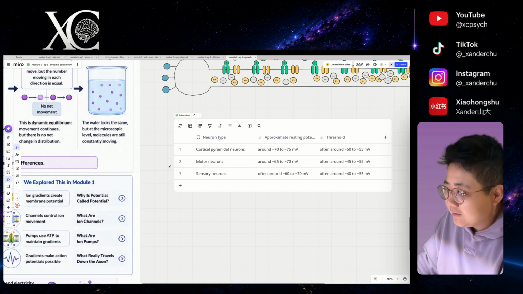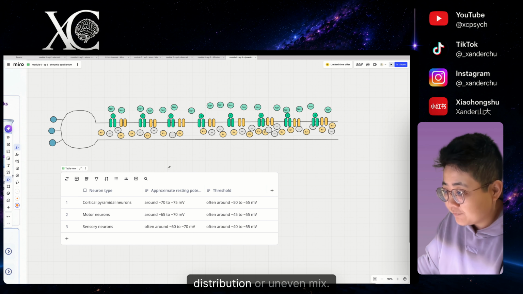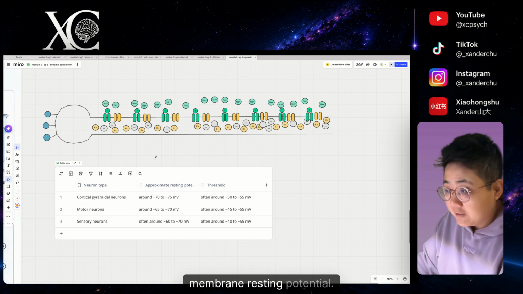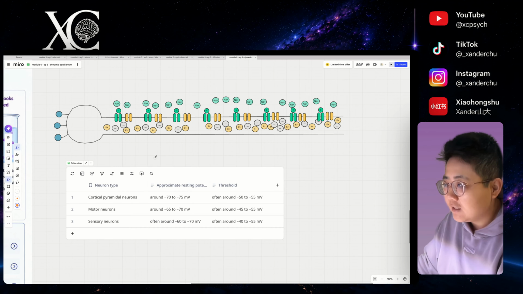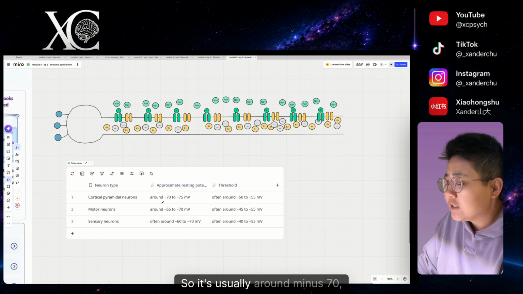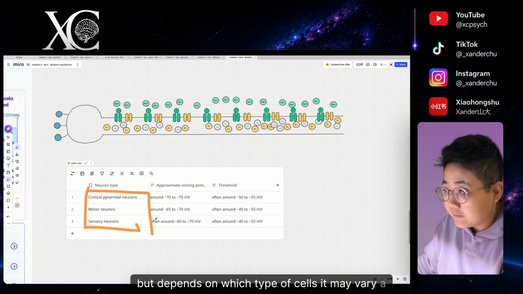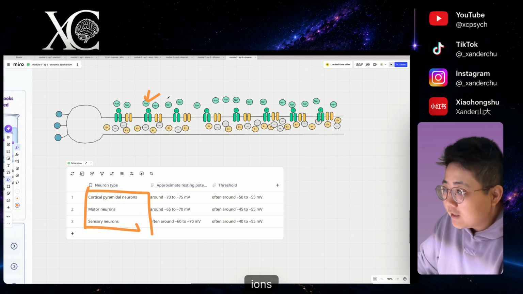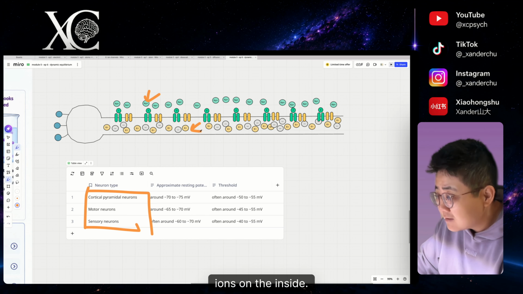And here is a brief illustration of uneven distribution, or uneven mix. Usually at our membrane resting potential, that means no stimulus has occurred, our body maintains a negative millivolt. So it's usually around -70, but depending on which type of cells, it may vary a little bit. And what it means is that there will be more of particular ions on the outside, and some particular ions on the inside.